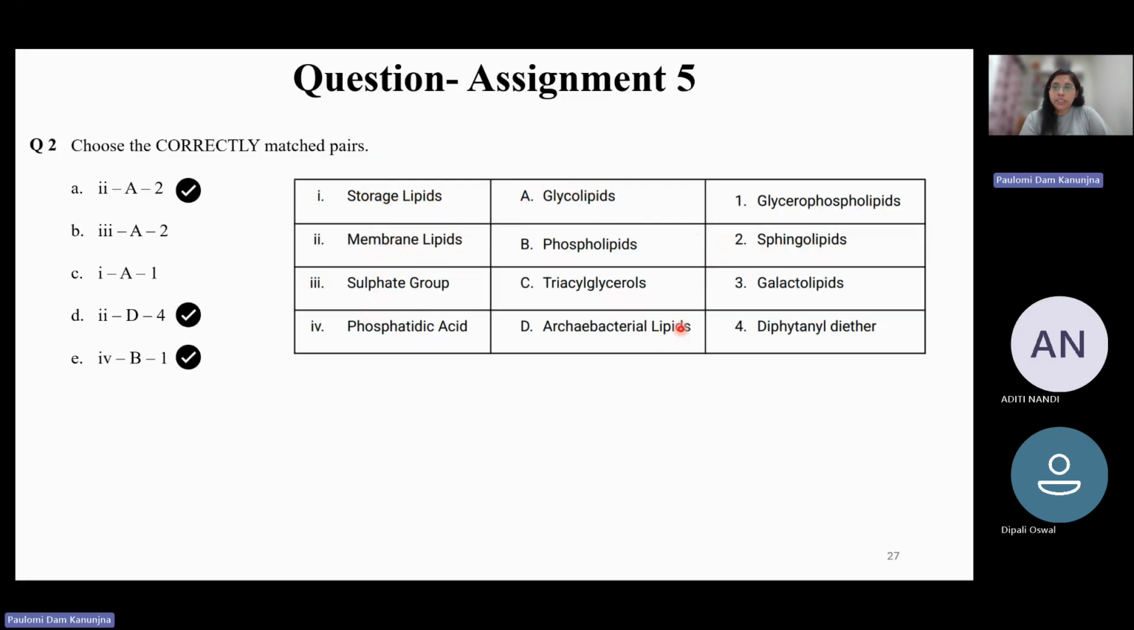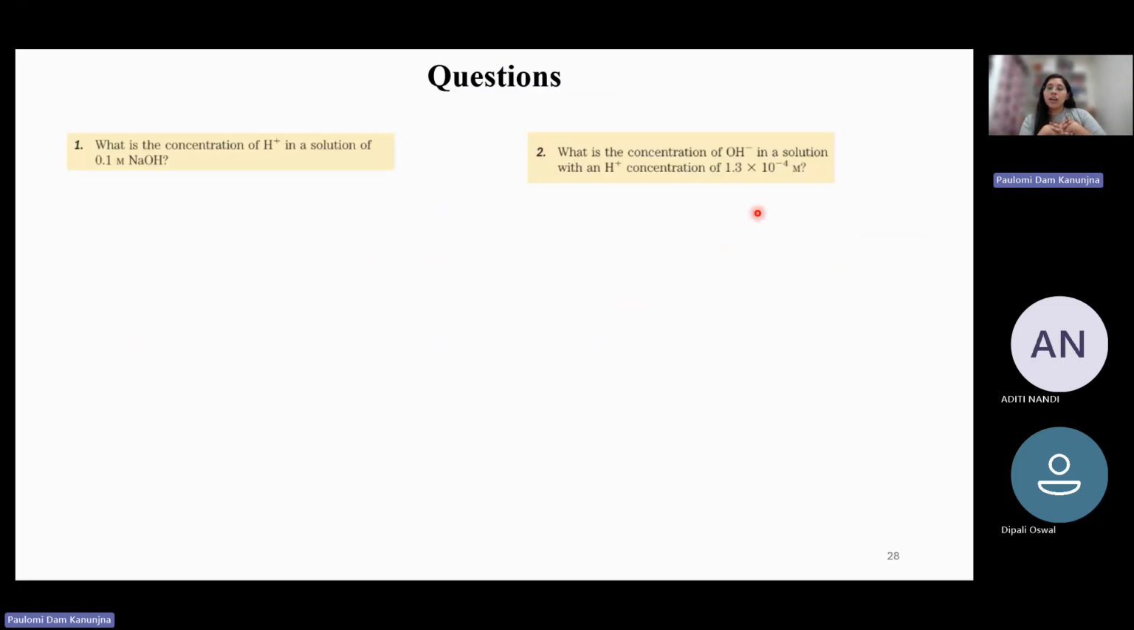2D4, membrane lipids, archaebacterial lipids, which are the diphytanyl diether. I remember doing this question in the problem solving session also, so maybe this question was there in the problem solving session as well. And 4B1, which is phosphatidic acid, phospholipids because of phosphate groups, which are in the glycerol phosphates. So a good reminder for you or a good revision, but also go back to your notes and do check what each of these structures look like, right? Very, very simple question. We have also done this in the problem solving sessions.